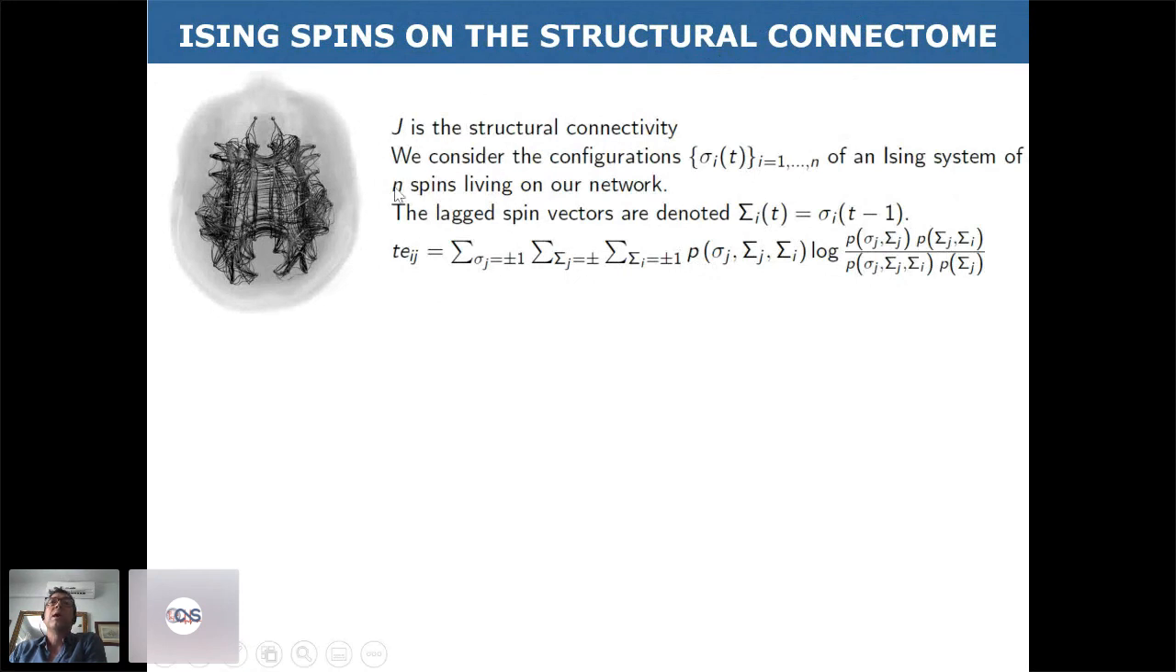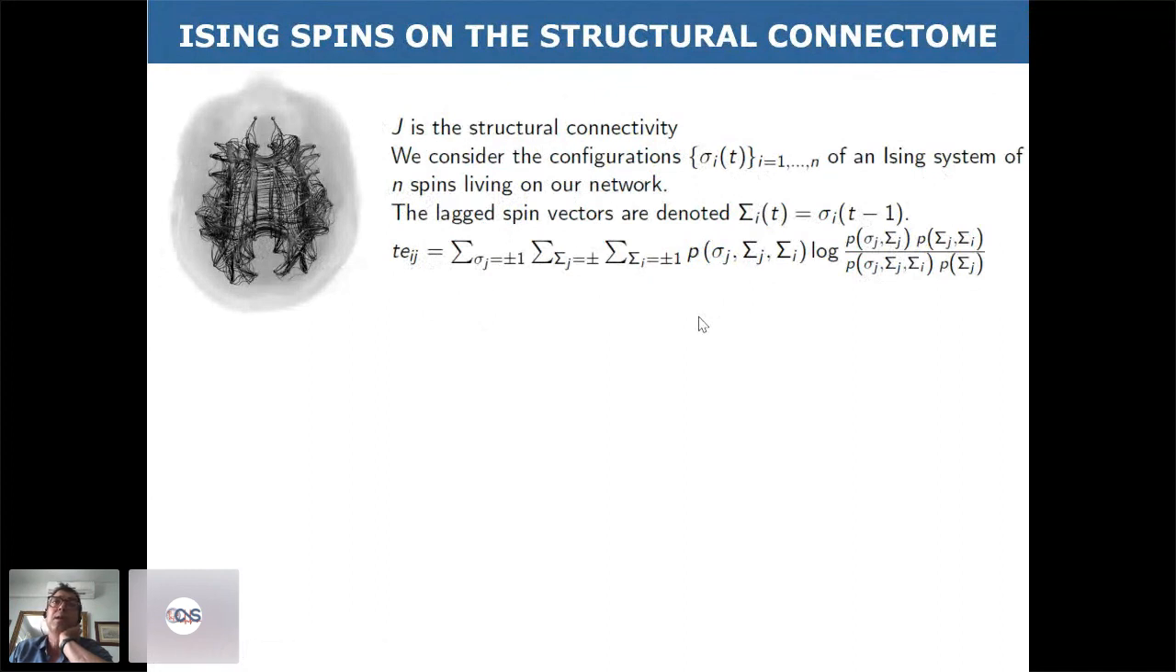So what happens when we start to implement our Ising spins on the brain structural connectome? We have the structural connectivity obtained by diffusion imaging and then parcellation of the brain in different areas. We call J the structural connectivity, and we consider different configurations of an Ising system of n spins, where n is the number of nodes living on our network. In this case, we can exactly compute the transfer entropy between pairs of spins given this formula.